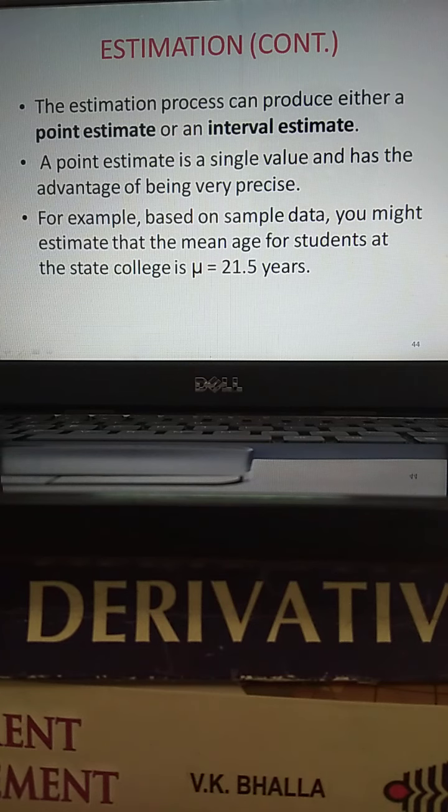Now next, what is the example? Based on sample data, you might estimate that the mean age for students at the state college is equal to exactly 21.5 years. So only one single piece of information was provided. So this is all about point estimation.